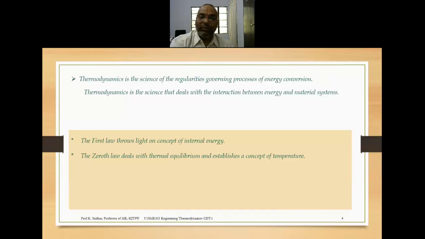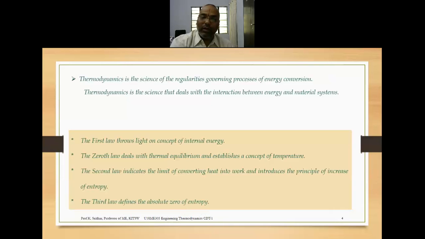The zeroth law of thermodynamics deals with the thermal equilibrium concept, and it also establishes the concept of temperature. So that is an important one, the zeroth law of thermodynamics. The second law of thermodynamics basically gives us information about the entropy concept. And the third law of thermodynamics gives us information about the value of absolute entropy at absolute zero temperature. We get that information from the third law of thermodynamics.